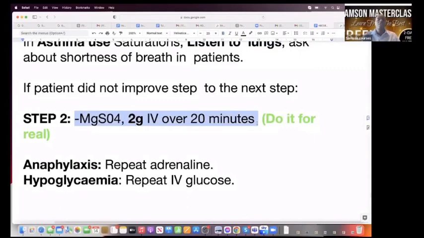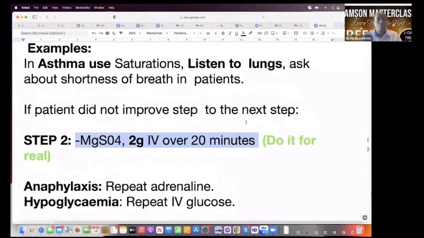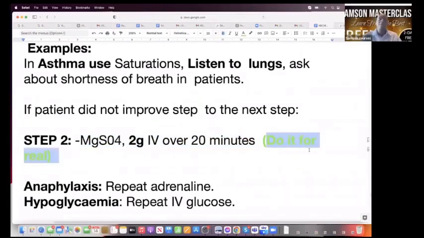So I have reassessed by talking to the patient, looking at the saturations, and auscultating just on one position, not wasting time. There is still wheeze. We're moving on to magnesium sulfate, 2 grams IV over 20 minutes. Let's do it for real. It's not a theory. Let's go to the emergency trolley, take the magnesium sulfate off, and explain to the patient.